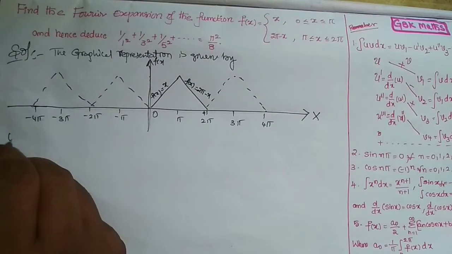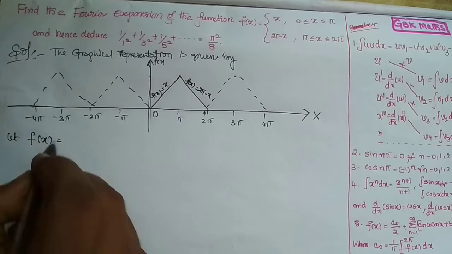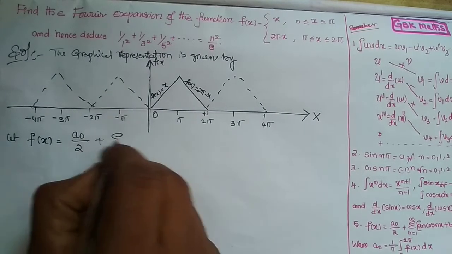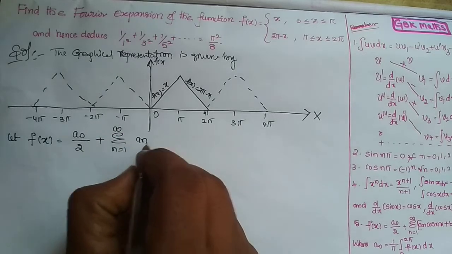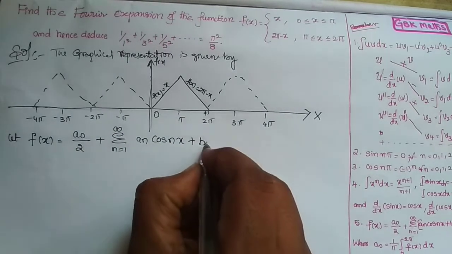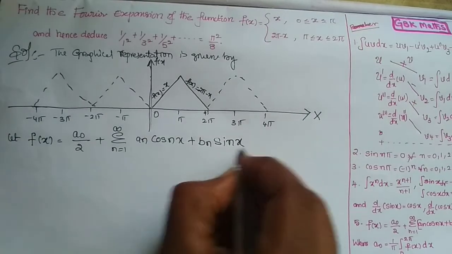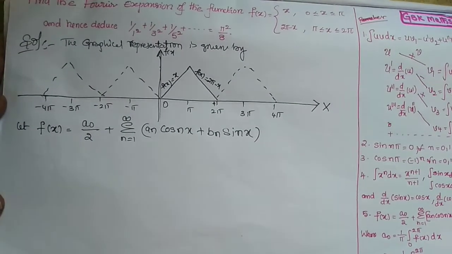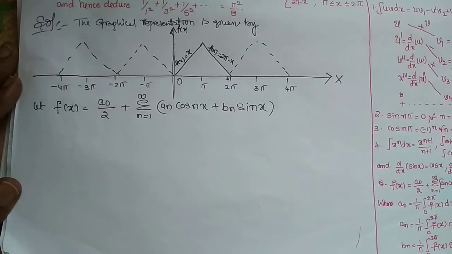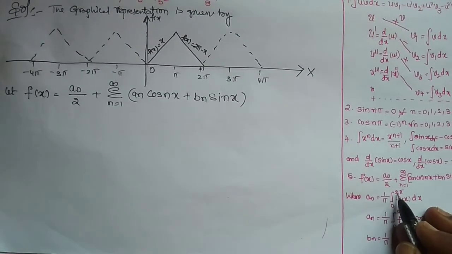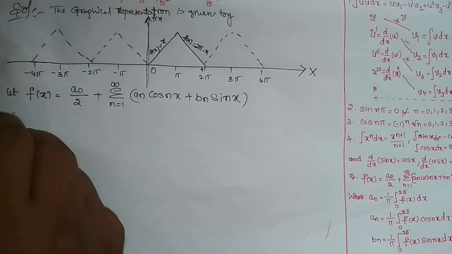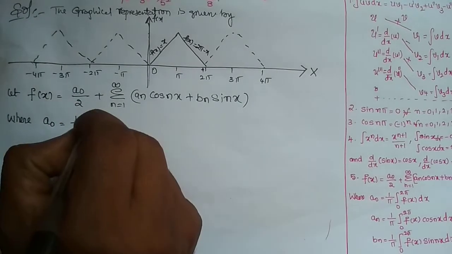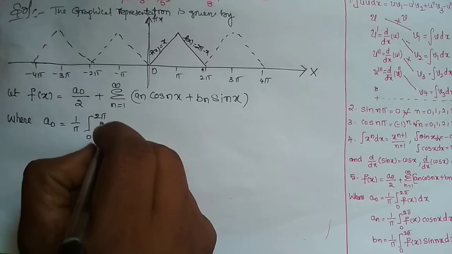Now I am going to directly take f of x. Let f of x be equal to a0 by 2 plus summation n is equal to 1 to infinity of an cos nx plus bn sin nx. This is the general formula for the Fourier series of the function f of x. Now I am going to take a0. I have already given the a0 formula: a0 is equal to 1 by pi integral 0 to 2 pi f of x dx.